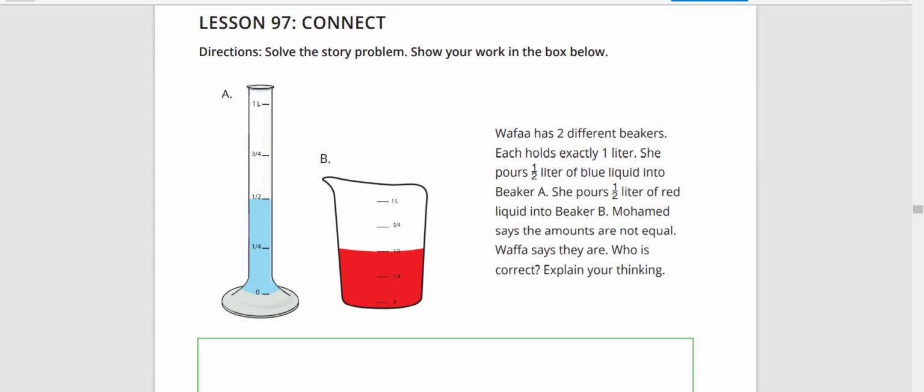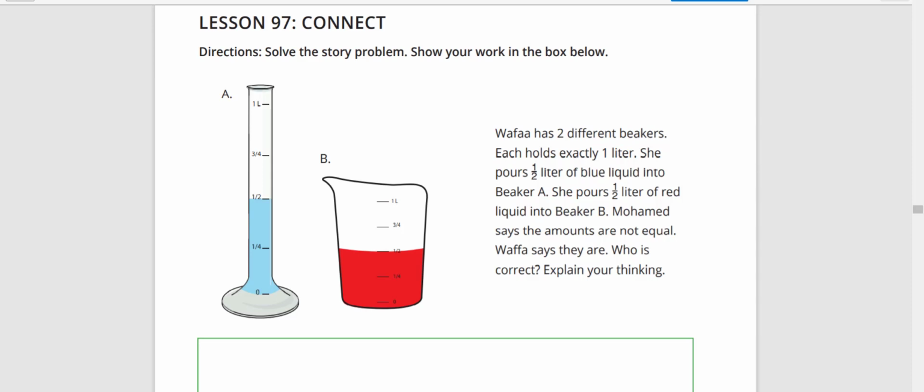Hello, grade 3. Our lesson today is how to solve a story problem with equivalent fractions. Open book page, lesson 97. Solve the story problem. Show your work in the box below.